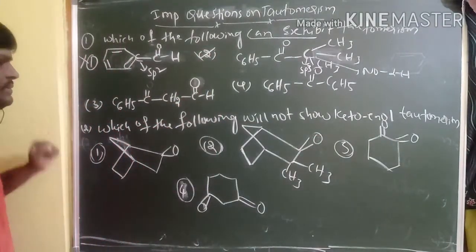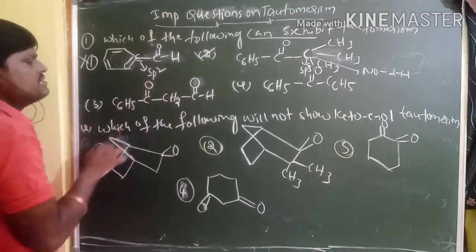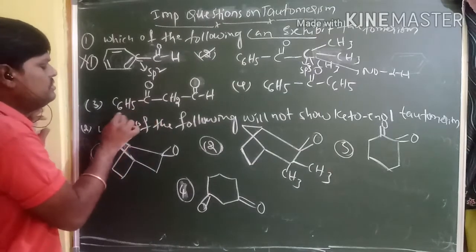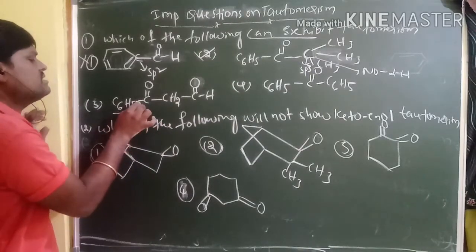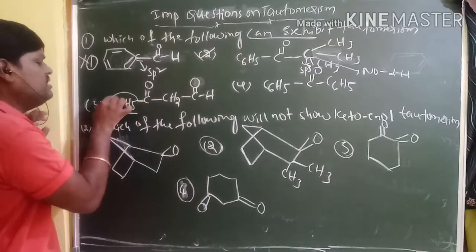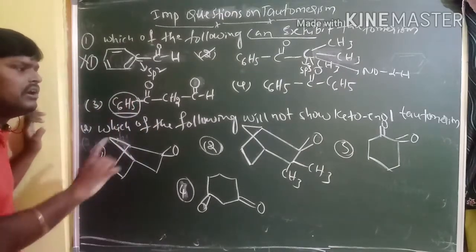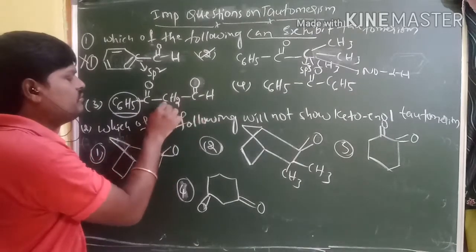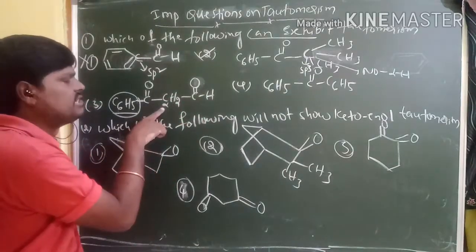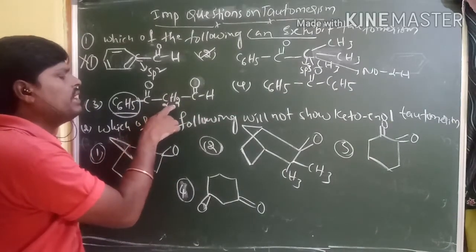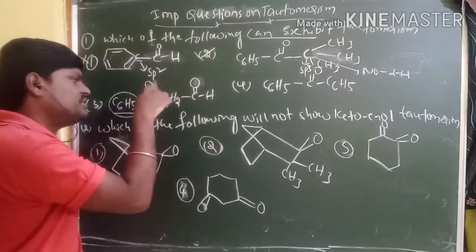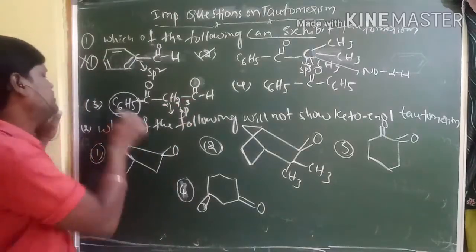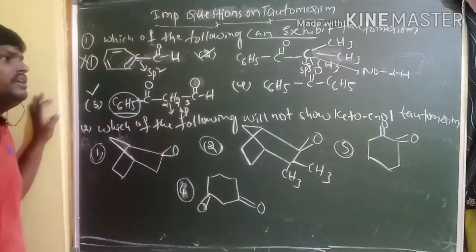And coming to the third option. Yes, this is a carbonyl compound, a keto group. Now this C6H5 is a benzene ring, so the benzene ring carbon will not exhibit tautomerism. Of course here two carbonyl groups are there, and this also acts as an alpha carbon. Now this alpha carbon has 2 alpha hydrogens and it is an sp3 carbon. That's why this third option will exhibit tautomerism.